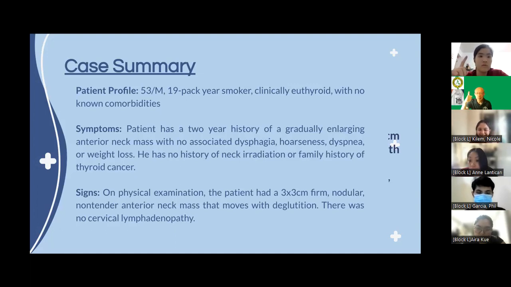Kung nodular naman, again, you look for signs after examining the patients. Kasi clinical diagnosis ka na, ibig sabihin na-examine mo na yung pasyente. So, if there are signs of hyperthyroidism, then you say nodular toxic goiter. If there are no signs of hyperthyroidism, you say nodular non-toxic goiter. Basically, apat yon.